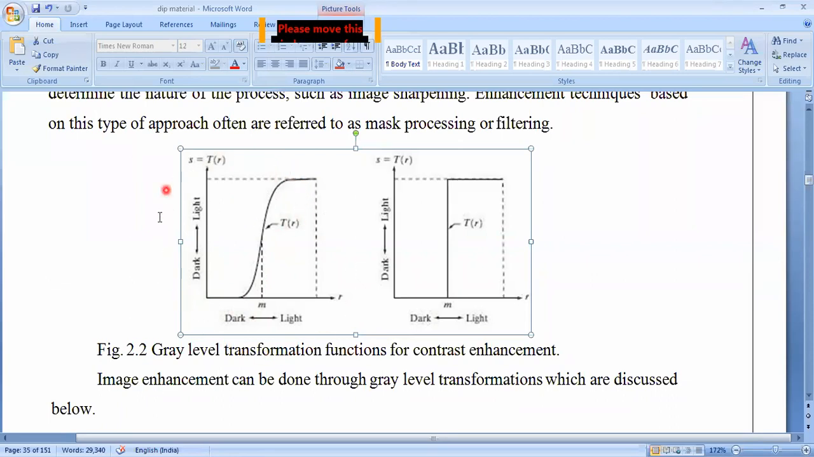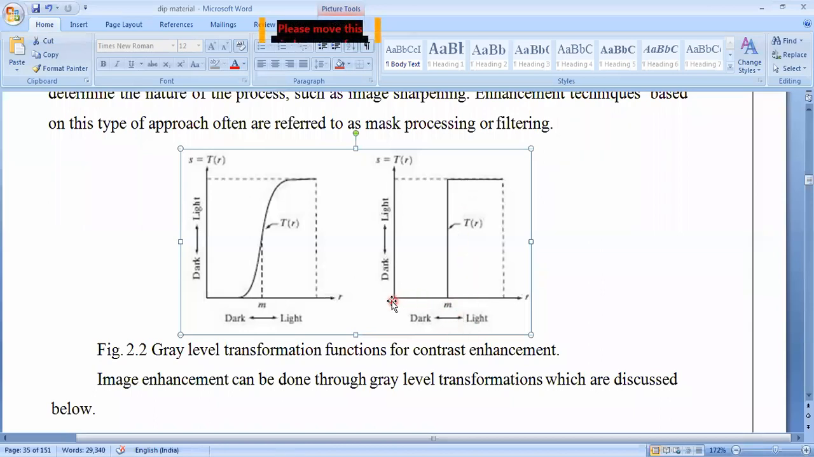It is one type of transfer function. It is called contrast stretching. So if we consider the transfer function like this, there is a threshold value we have selected. Here m is the threshold value. For our understanding purpose, let us take 127 as the threshold value.